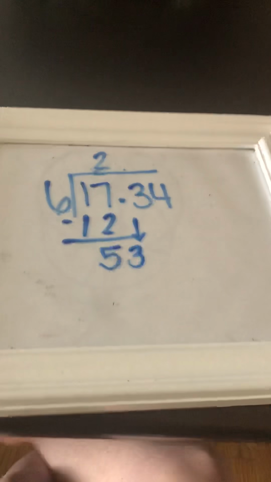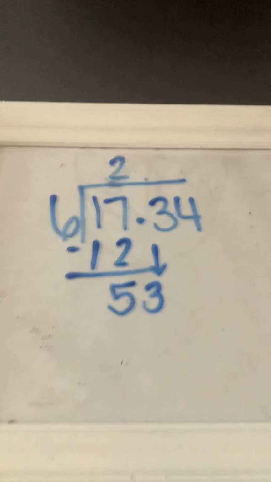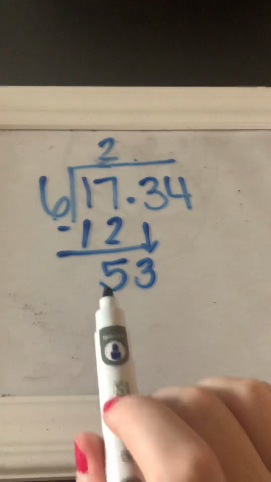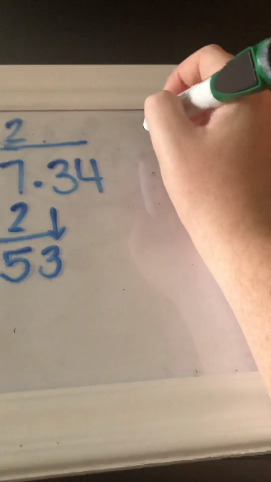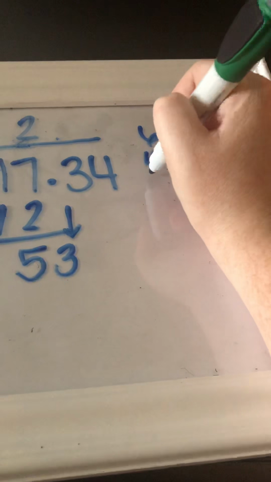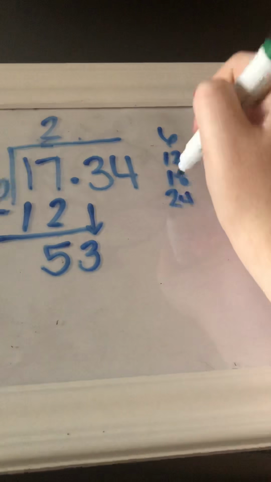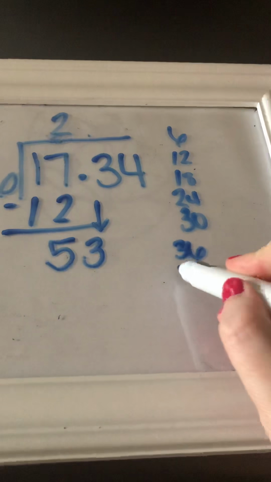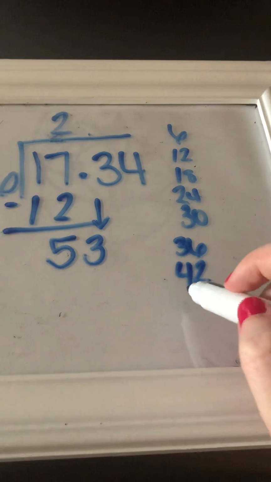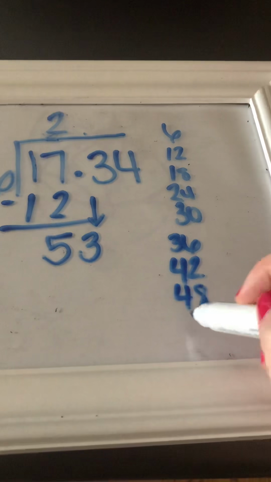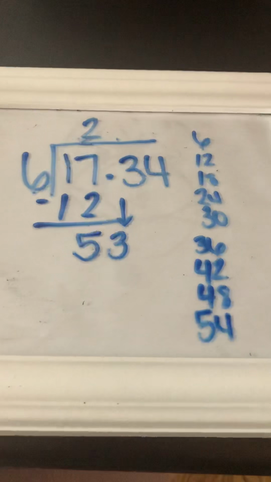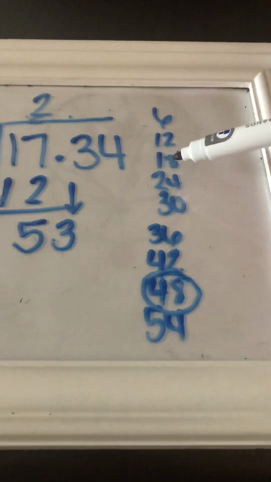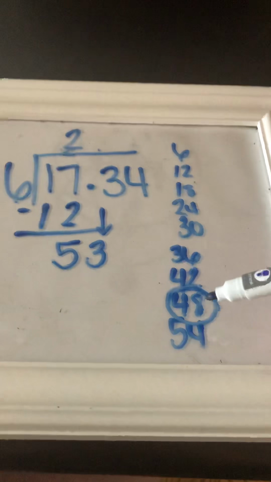This is where students start to struggle, especially if we don't know those multiplication and division facts. So what I suggest is that we usually come over to the side and we skip count by 6s and see how close we can get to 53. Okay, so let's do that here. 6, 12, 18, 24, 30, 36. And that's 6 times 6. 6 times 7 is 42. After that's 48. And then 54. So the closest one without going over is going to be 48. So that's 1, 2, 3, 4, 5, 6, 7, 8 times.